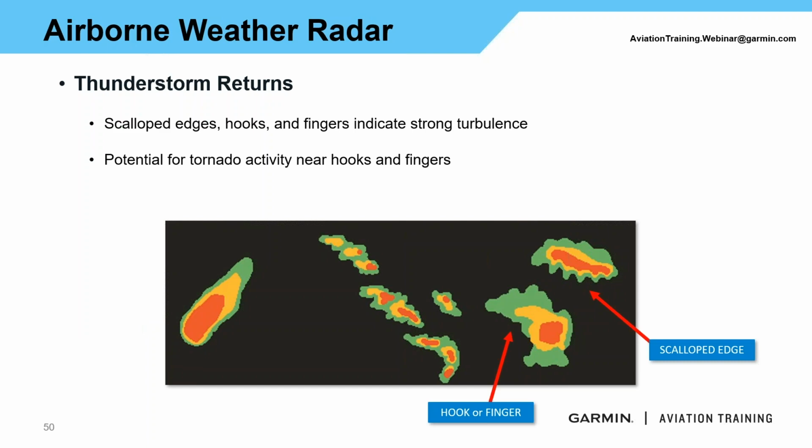So hooks or fingers are curling, so possible tornadic activity. Either way, when stuff starts looking strange or unusual like that, it could be a city, or it's something more dangerous like tornadic activity or very strong turbulence, things like that.